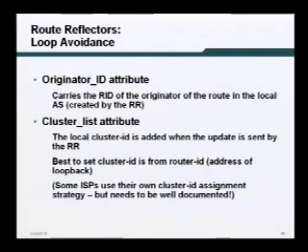There are two new BGP attributes: the originator ID and the cluster list attribute. Originator ID basically has the router ID of the originator of the route in the local AS. So that's created by the route reflector. And the cluster list is a bit like the AS path. The cluster list has a list of route reflectors that the prefix has gone through.